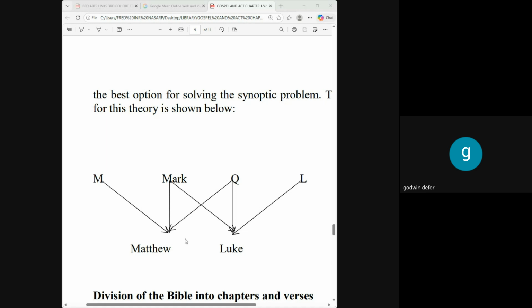Now, the second question: why is it that you see a passage in only Matthew? That passage you can get in Mark. You will not find it. You won't find it in Luke.